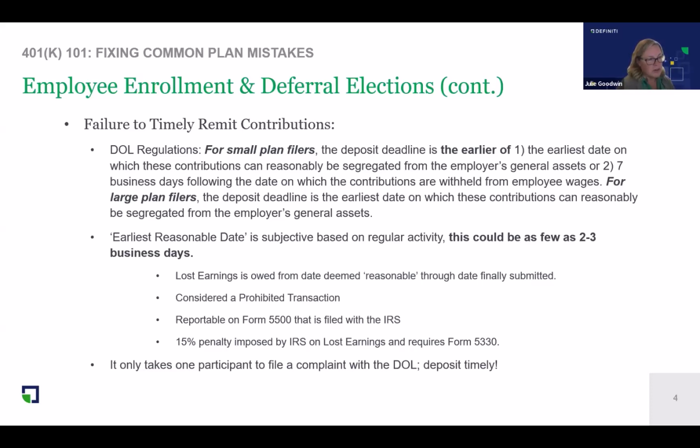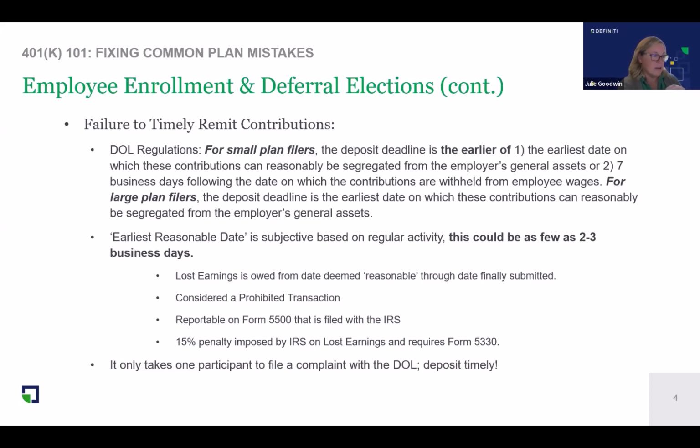The reason that lost earnings are owed is because late deposits are actually considered a prohibited transaction. You are essentially borrowing your employees' money once the rest of their paycheck has been made available to them. So if your employees are paid on Fridays, on Friday when payroll is run and the rest of their money goes into their bank account, except their salary deferrals remain in your account, that is now a loan to you from your participant. It's no longer your money because it was theirs, and you still have not put it yet into the plan. The longer that process occurs, the longer your loan from the employee lasts, and that's where the lost earnings comes in.